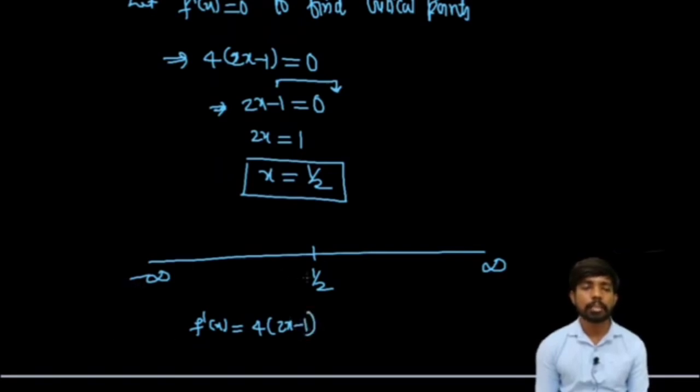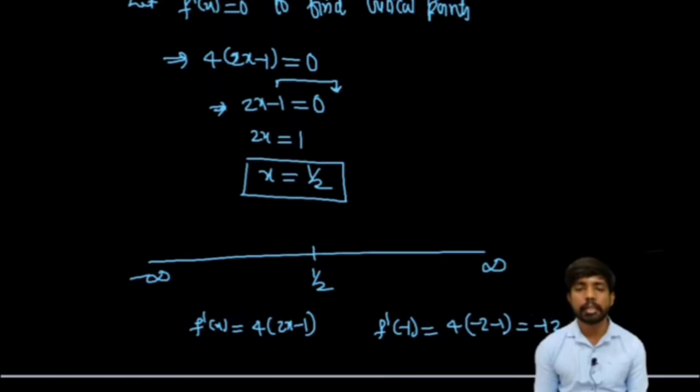Now consider any number from minus infinity to 1 by 2 and substitute that number in the slope in the place of x. Let us consider minus 1. So 4 times of this is minus 2 minus 1, which is minus 3, minus 3 fours are 12, minus 12. So you are getting a negative result, that means less than 0. So I'm putting negative.